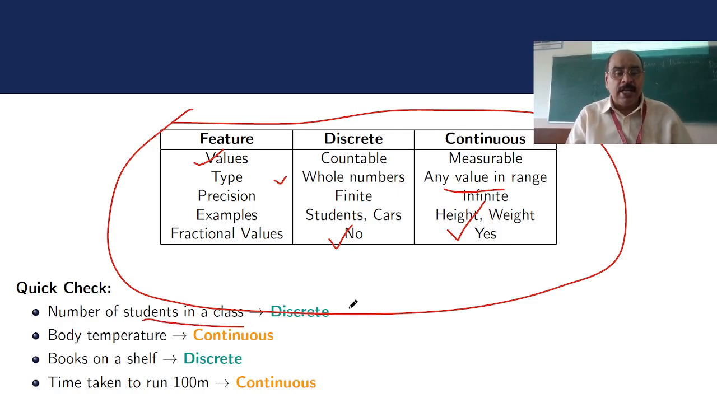Number of students in a class is a discrete set. Temperature of body is continuous. Books on a shelf is discrete. Time taken to run is continuous. Time is always continuous. Anything that relates to time is always continuous. Anything that has an input as time is always continuous.